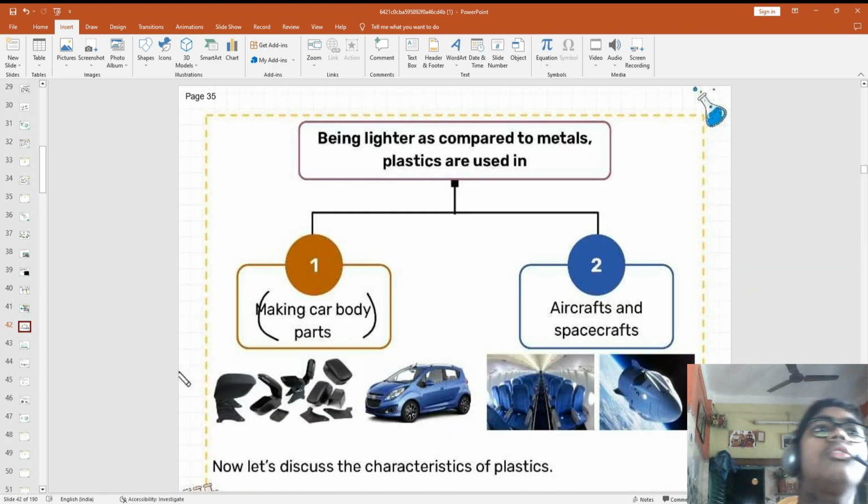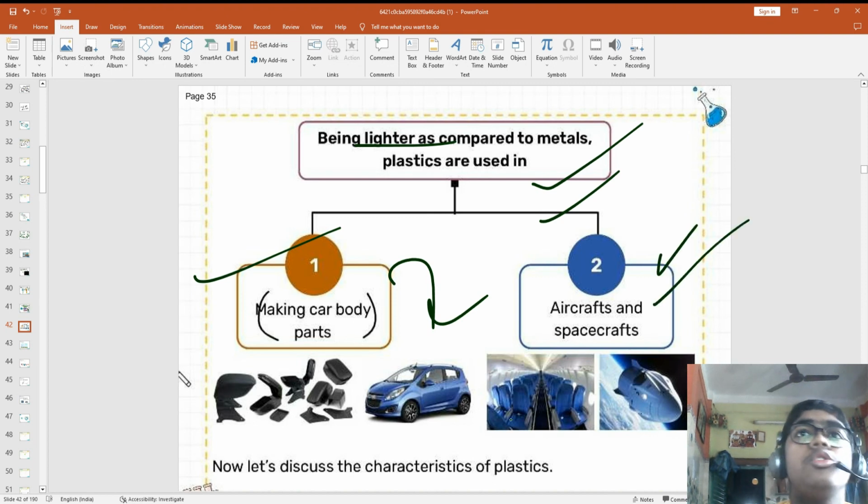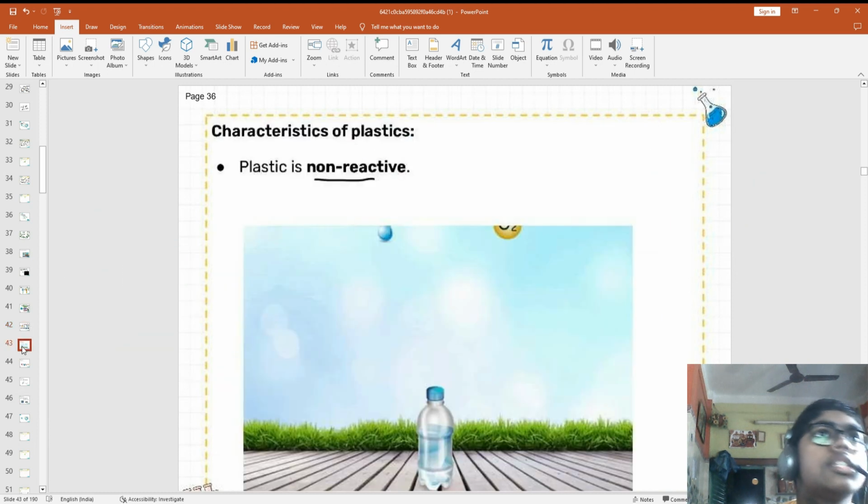Let's discuss some more. As they are lighter than metals, they are now used to make parts of cars and aircraft. Aircraft and spacecraft are now also made of plastics, and parts of cars have also started to be made of plastics.